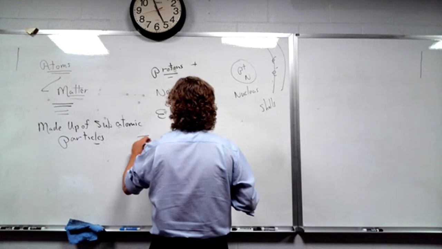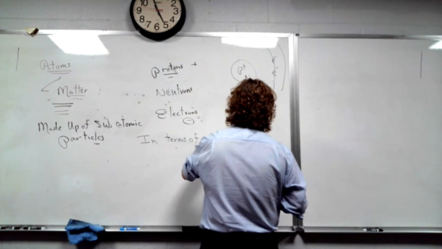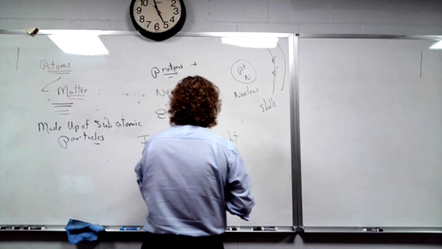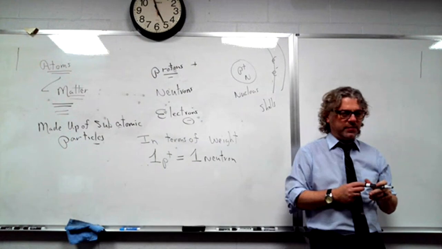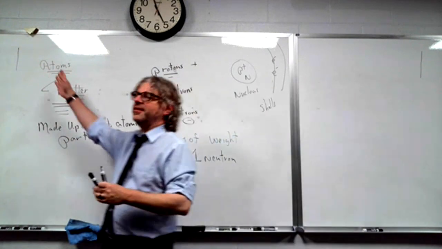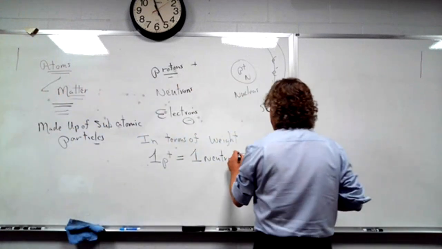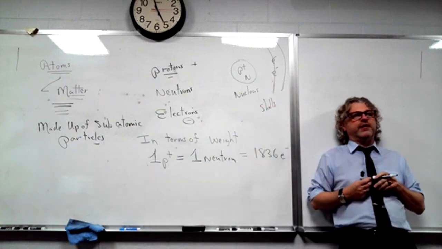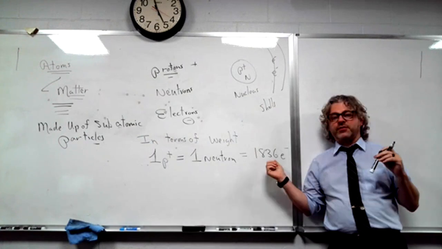So, in terms of weight, one proton weighs as much as one neutron. Pretty much, one proton weighs as much as one neutron. I'm saying from this line to this line, and I think that's going to keep this in focus for you. Weighs as much as 1,836 electrons. You do not need to know 1,836, but 1,836 versus 1, I'm trying to show that electrons are extremely light.